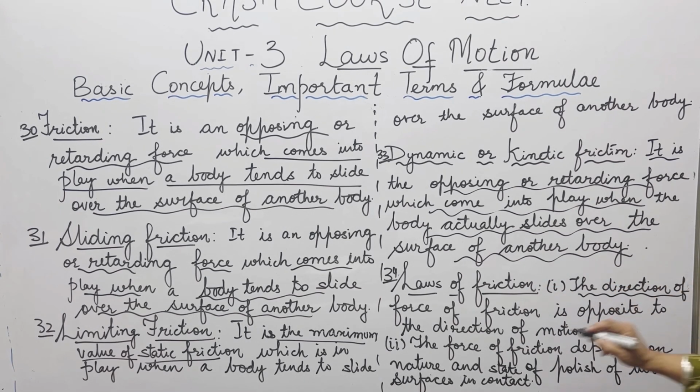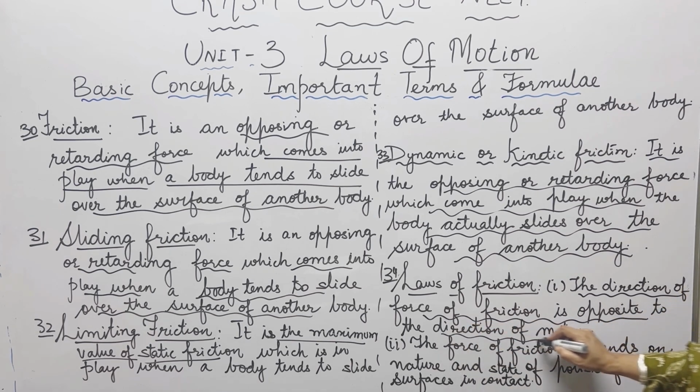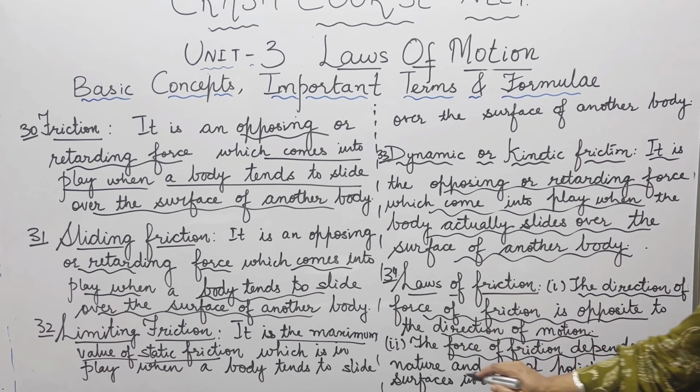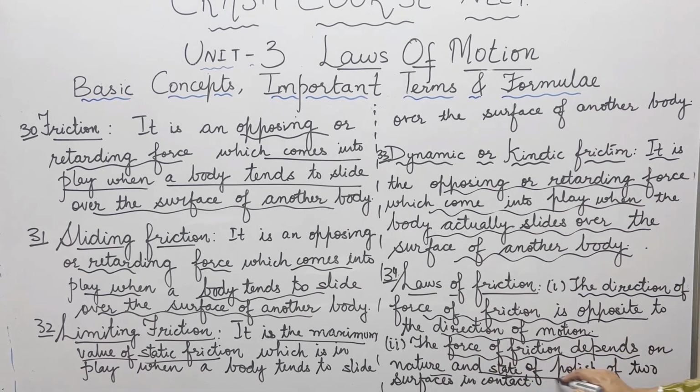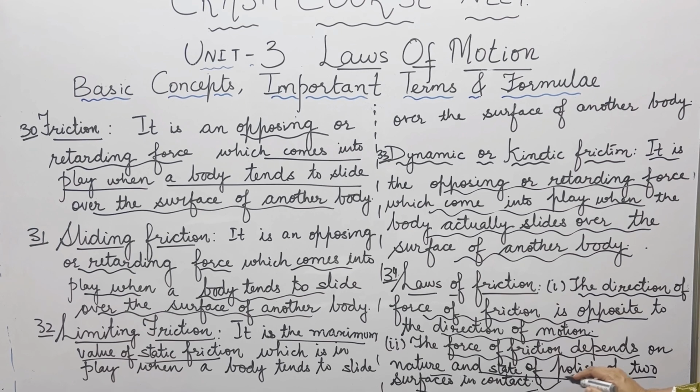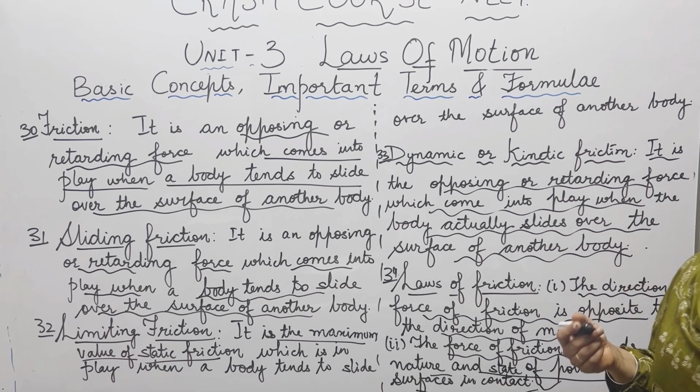Among those, the first is that the direction of the force of friction is opposite to the direction of the motion. The force of friction depends on the nature and the state of polish of the two surfaces in contact. If they are polished, the friction is less at the point of contact. If there is roughness, then the friction offered will be more.